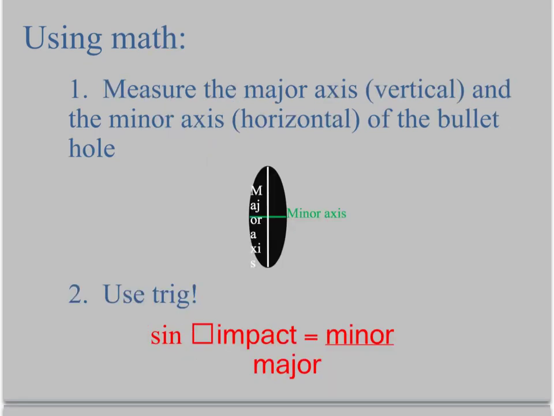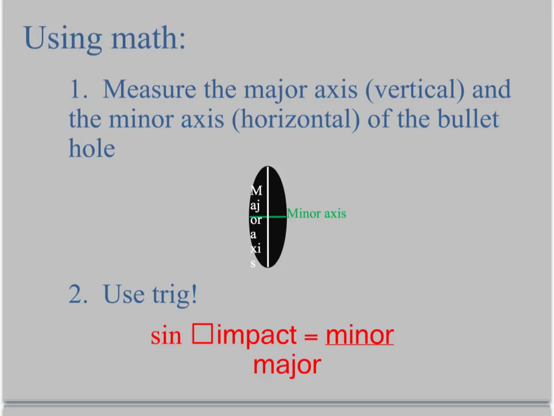So here we're going to discover how to use math to calculate the angle of impact. We're going to look at our angle of impact and measure two axes: the major axis, and major means bigger, so that's going to be our vertical axis, and the minor axis. Minor means smaller, that's going to be the horizontal of the bullet hole.